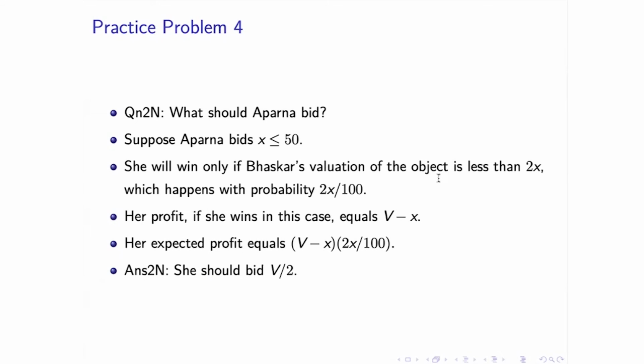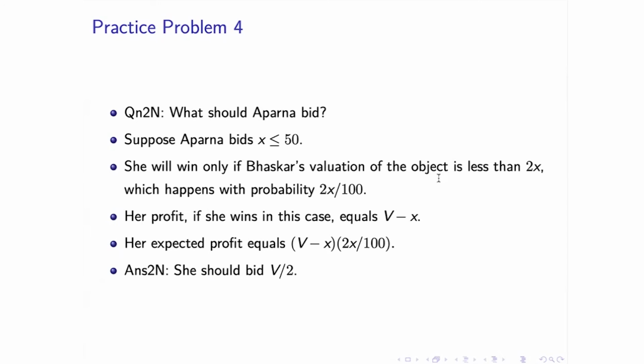So this is equal to what her valuation is, which is V, minus what she's bidding, X, right? So what is her expected profit if she bids X? So this is going to be given by the probability that she's going to win, which is 2X by 100, multiplied by her profit if she wins, which is V minus X. And then if she loses anyway, her profit is 0, so that is not factored in, right?